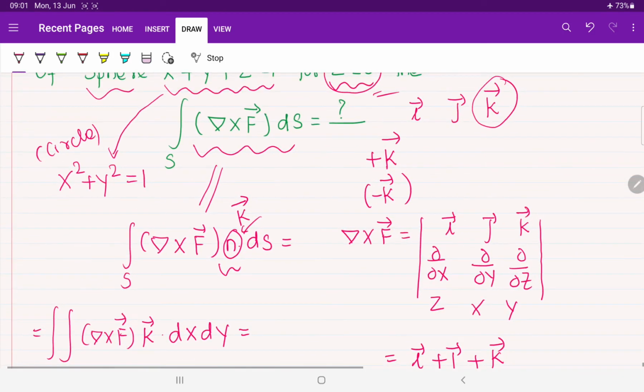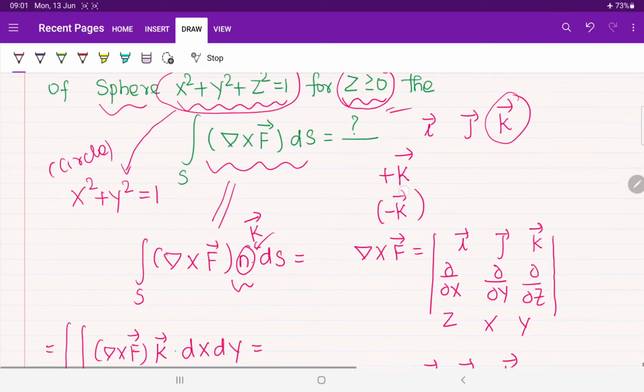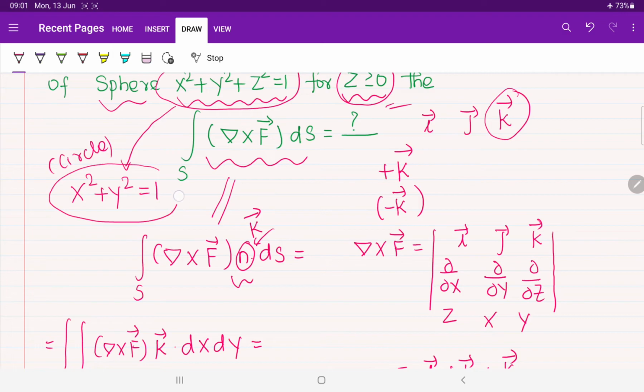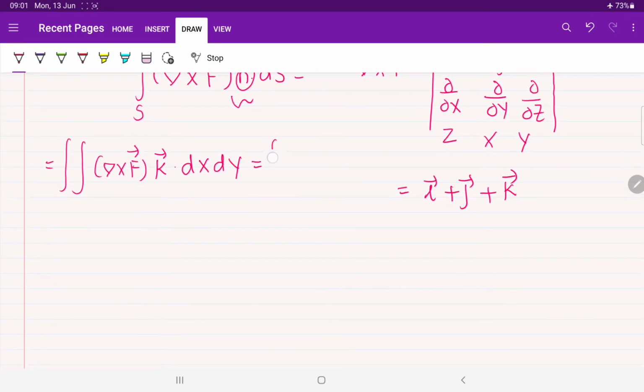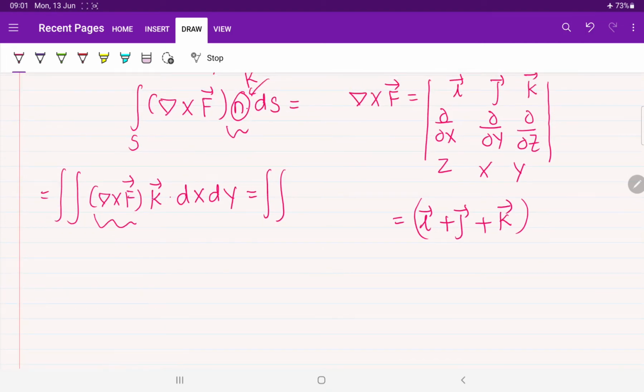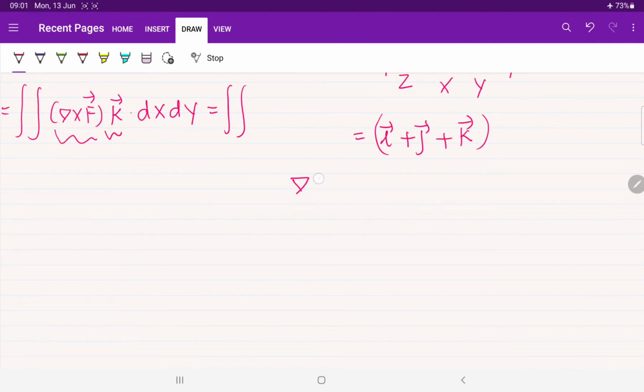Whenever they are talking about the plane with this kind of limits, you have to consider the functions like this. Anyway, for the sphere they have given the relation x square plus y square plus z square. Then for the circle it will become x square plus y square equal to 1. So let us continue from this double integration. Del cross f can be written as i vector plus j vector plus k vector. If you are multiplying it with the k vector, what will you obtain?